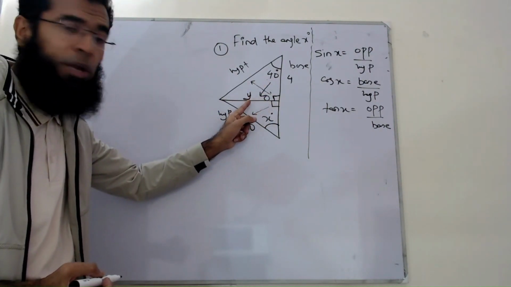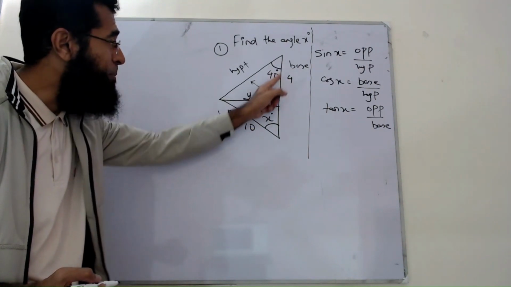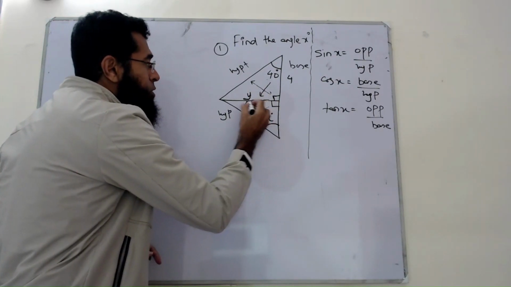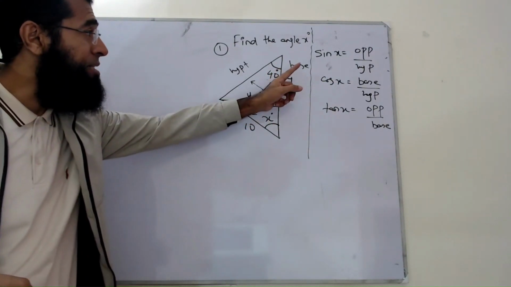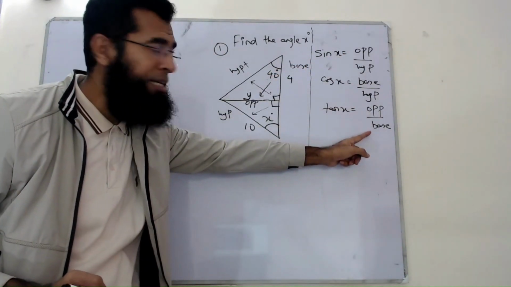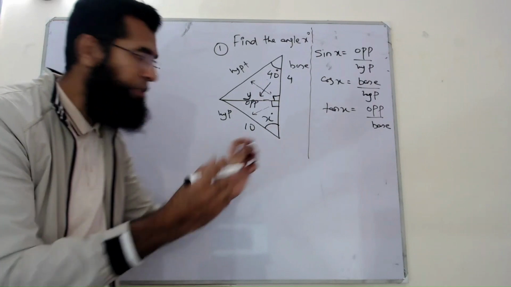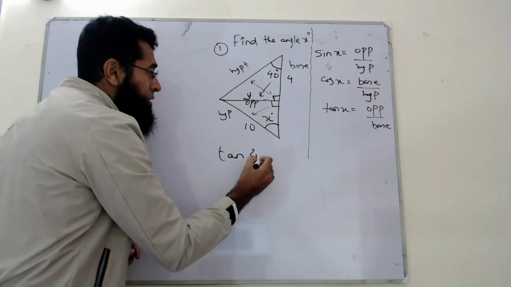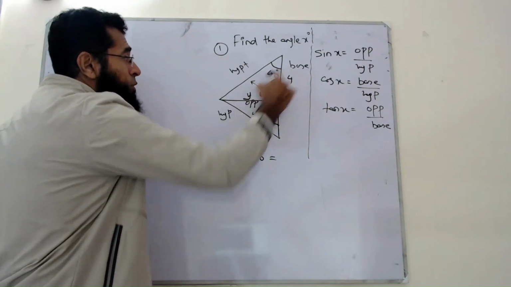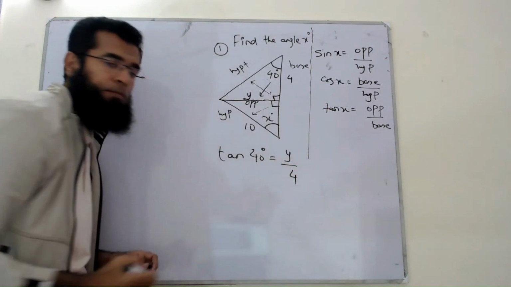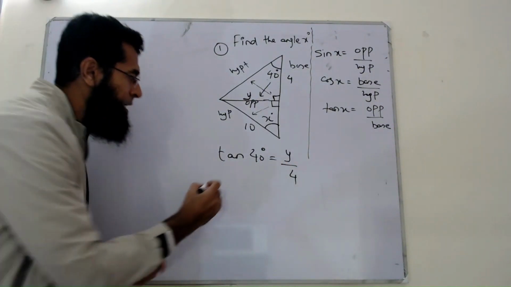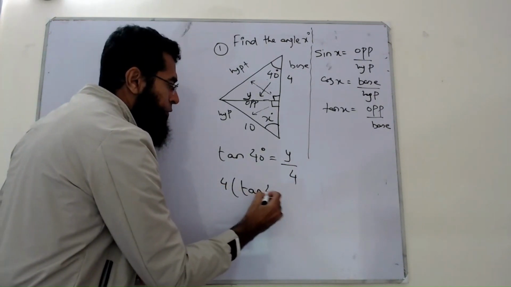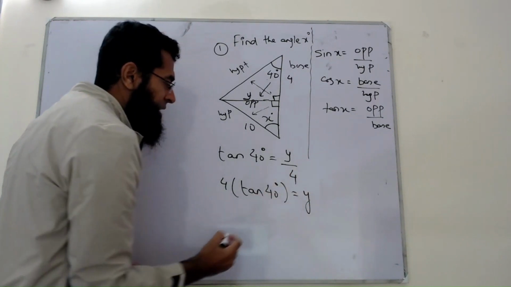Which two lengths are involved? Opposite and base. If this is unclear, we can write it here: this is opposite, and this is base. Opposite and base are connected by tan x. So a simple one line answer: we'll use tan of the angle equals opposite over base. So y over 4. Simply cross multiply; the 4 in the denominator goes across and multiplies, giving 4 into tan of 40 degrees. So that gives us the value of y.